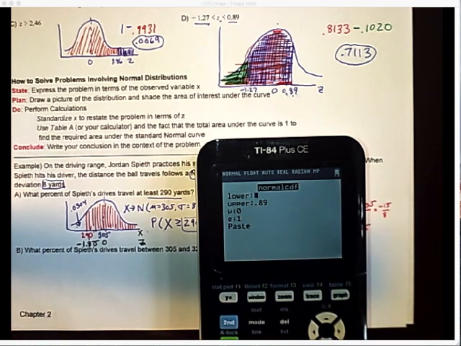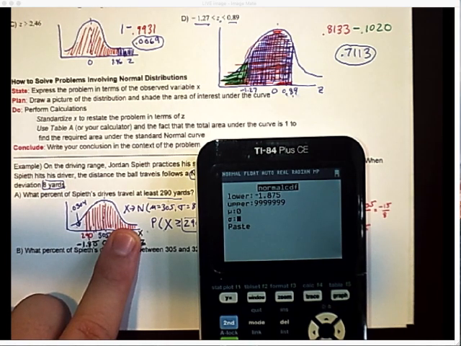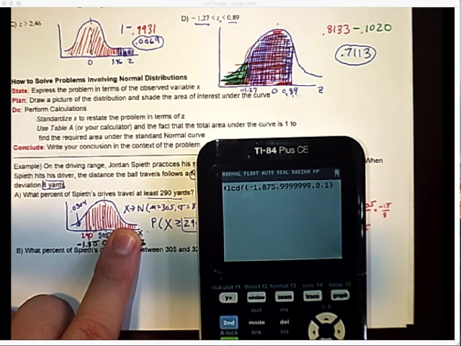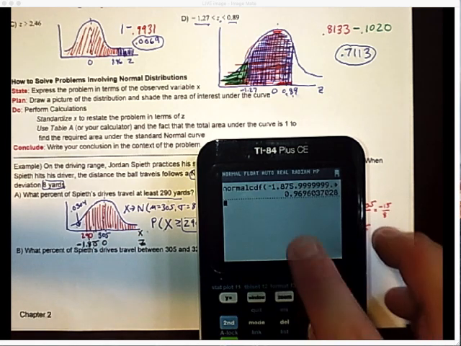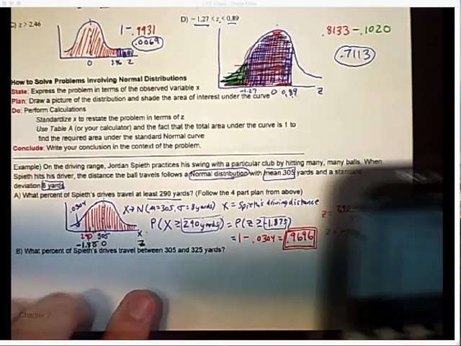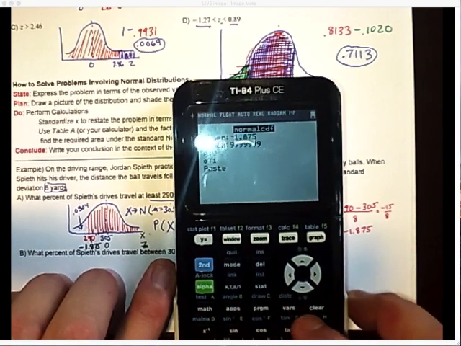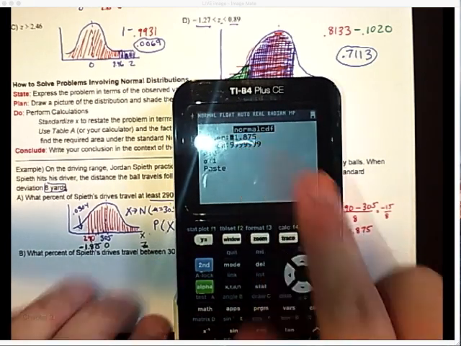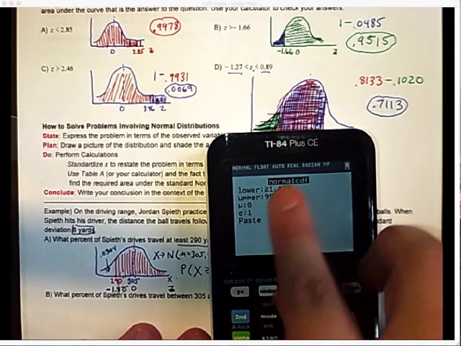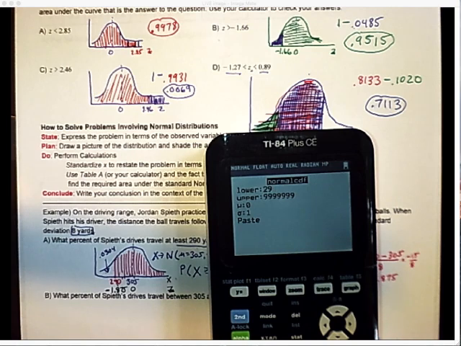Let me just put in the z-score again. So negative 1.875, and this curve goes out to positive infinity. If you leave mu as 0 and sigma as 1, I hit enter, and my answer is about 0.9696. You notice it's exactly the same thing. But let me do the same problem a different way. Instead of putting in z-scores here, remember z-scores have to have 0 and 1 there. Instead, let's put the actual numbers.